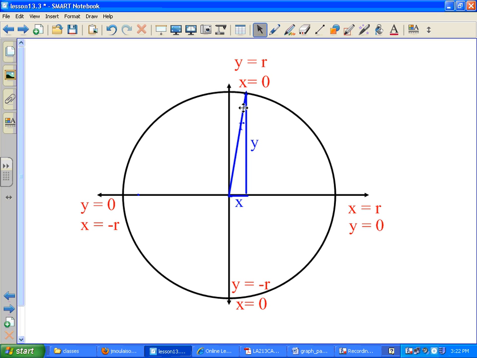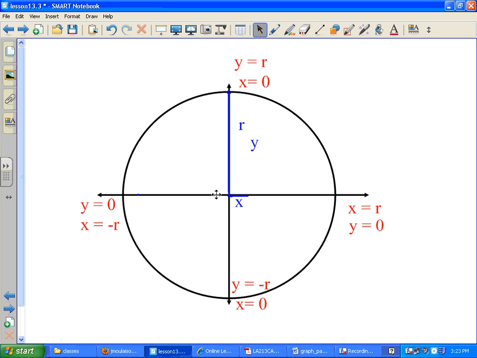So what happens when this terminal ray finally gets to 90 degrees? The x value is 0, and y and r take on the same value. And these are the three values I would use to determine the 6 trig function values. So x is 0 and y is equivalent to r. And you can follow a similar process to determine these relationships.